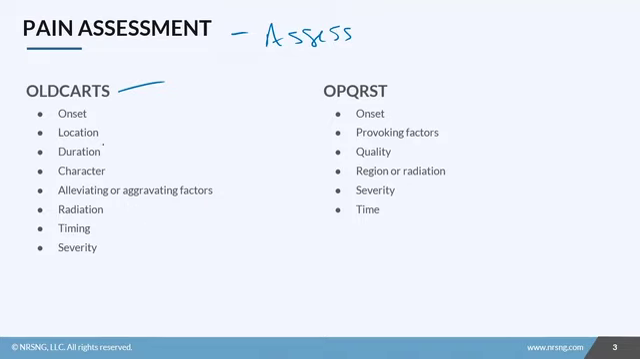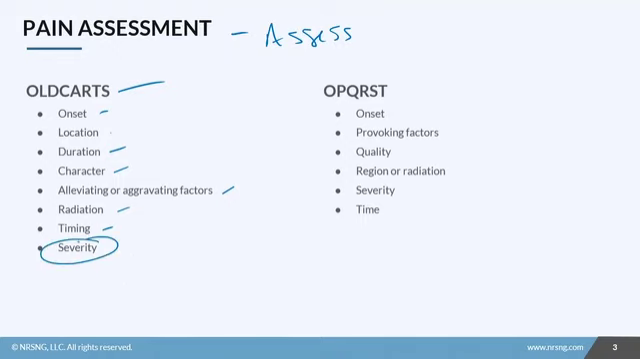When we look at OLD CARTS, we're looking at onset. So when did it start? Location, where does it hurt? Duration, how long has it been there? How long does the pain last? Character, is it dull? Is it sharp? Is it throbbing? Does it ache? Then alleviating or aggravating factors, so is there anything that you can do to make it better or worse? Radiation, does it go anywhere? Does it spread anywhere? Timing, is there a time of day where it's better or worse?